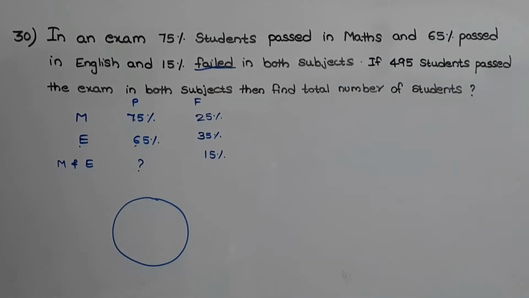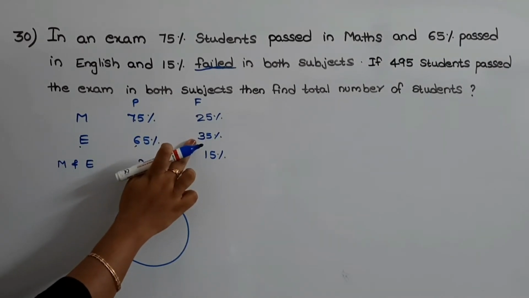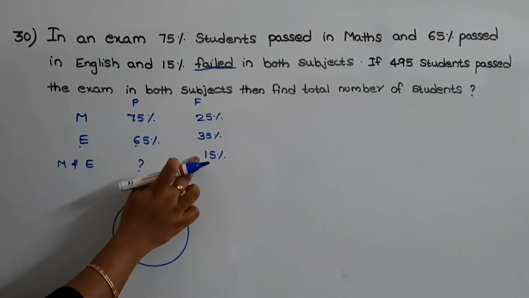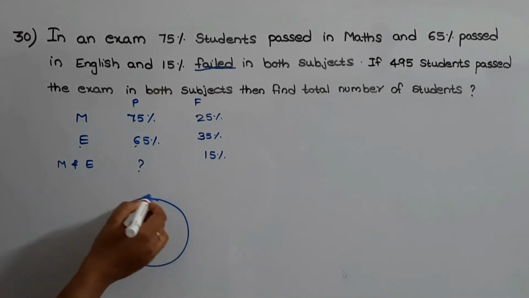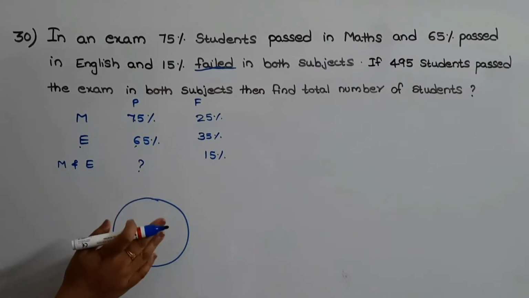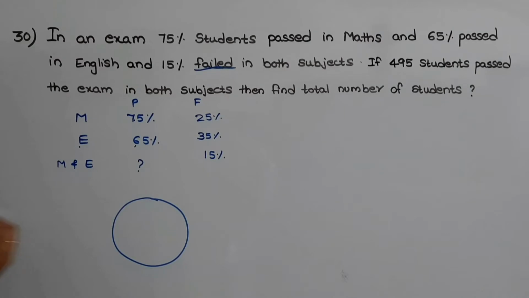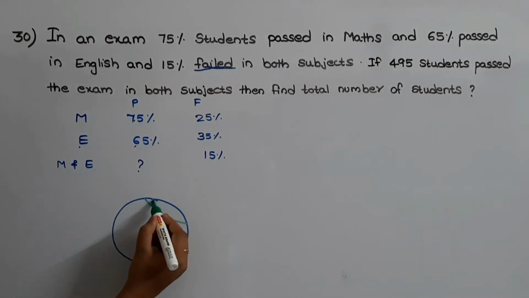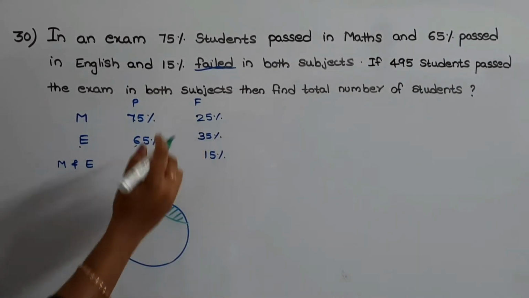Okay. So the percentage of the students who failed in maths is 25, the percentage of students who failed in English is 35, and the students who failed in both English and maths is 15%. Now if this entire circle is taken as 100 and this entire circle is the total number of students who appeared the exam, let us consider this as 25% of the total number of students. So 25% of the students have failed in maths.